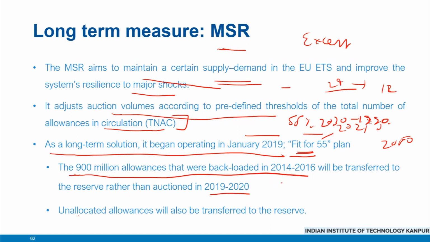And also the unallocated allowances will be transferred to the reserve. The exact amount of these unallocated allowances will be known by 2020 only. However, market analysts estimate that around 550 to 700 million allowances could remain unallocated by 2020. So the reserve operates entirely according to some predefined rules. There is no subjectivity. There is no discretion left at the Commission or member states in its implementation.